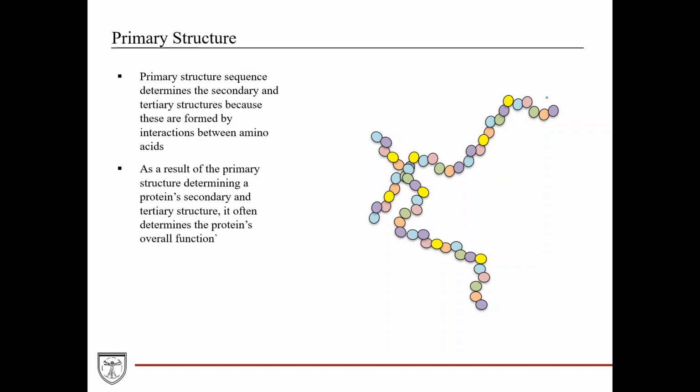So here's a nice figure showing primary structure again. You can see these circles all represent amino acids. They're a linear sequence. Now the interactions that occur between these amino acids, like this and this and this, are what determine the secondary and tertiary structures. Therefore, the primary structure or primary sequence determines the secondary and tertiary structures. And as a result of determining those structures, it often determines the overall function of the protein, because the protein's function is heavily dependent on the structure.